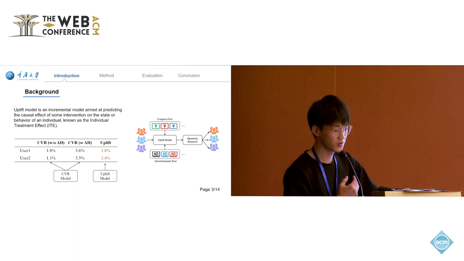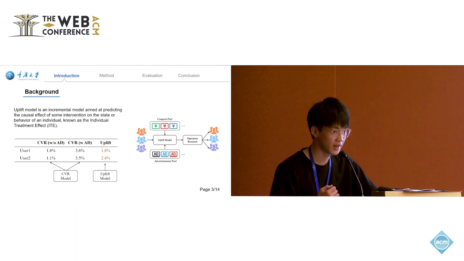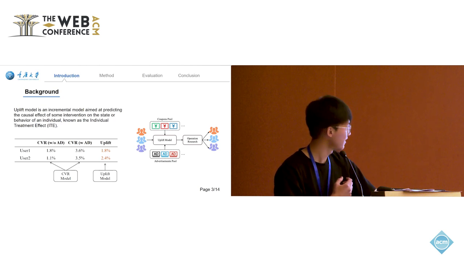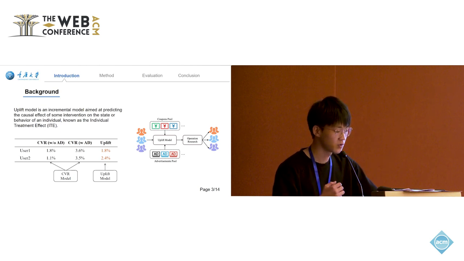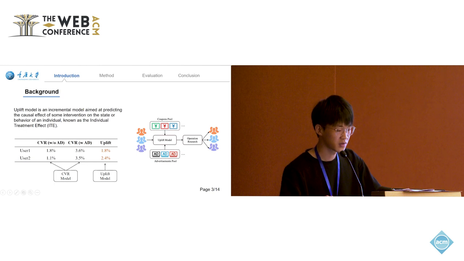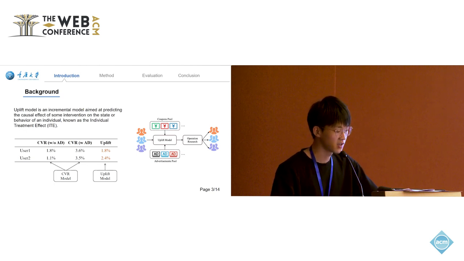For instance, suppose two users have CVRs without the advertisement of 1.8% and 1.1%, and CVRs after the advertisement of 3.6% and 3.5%. If we can only choose one user to show the advertisement to, who should we choose? Absolutely, we should choose user 2. Even though user 1 has a higher CVR, user 2's uplift is higher, and the total CVR across all users is higher. This method helps identify users sensitive to the advertisement, thus optimizing allocation efficiency. Typically, e-commerce companies follow a two-stage process. The first generates the uplift score of each user, and then optimizes the allocation under the budget.